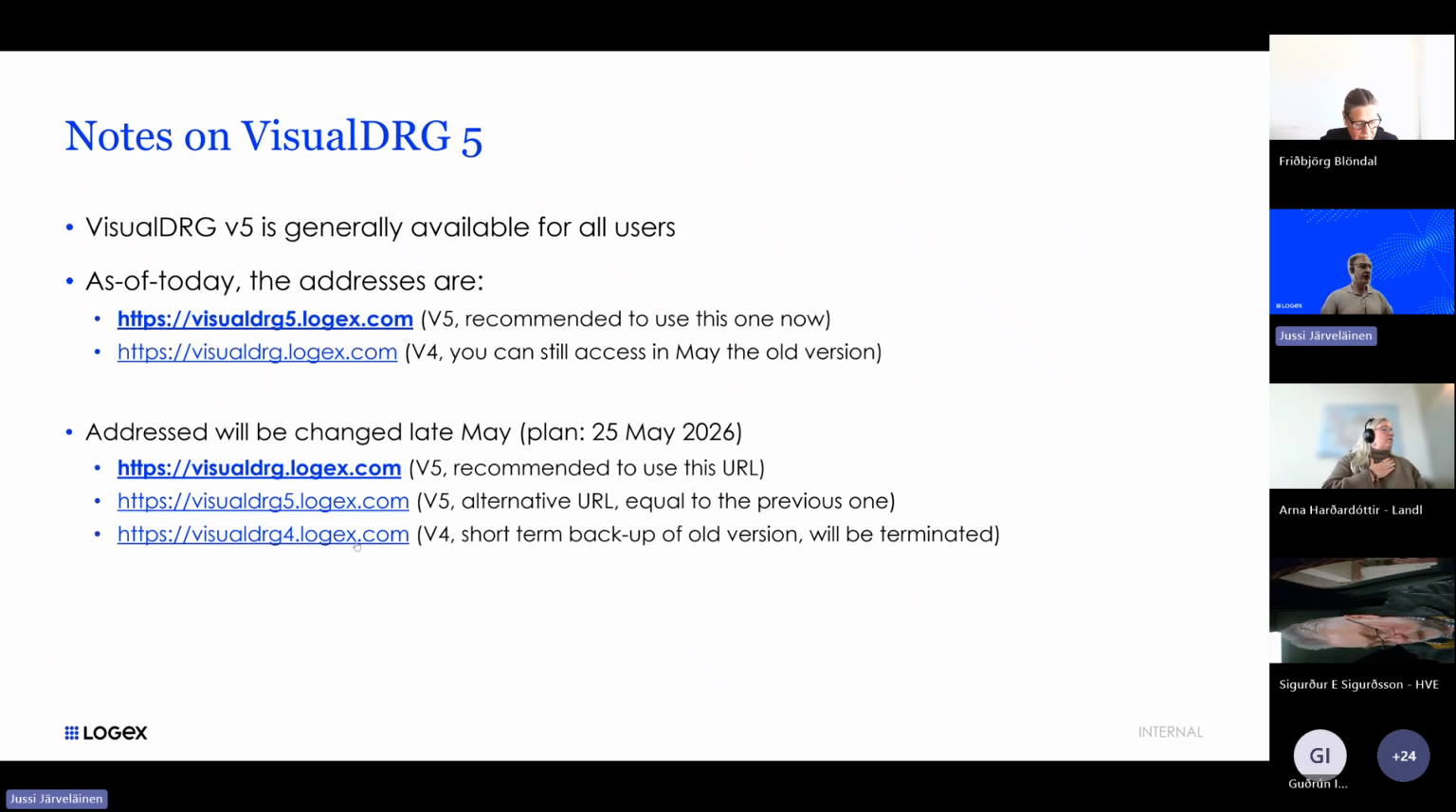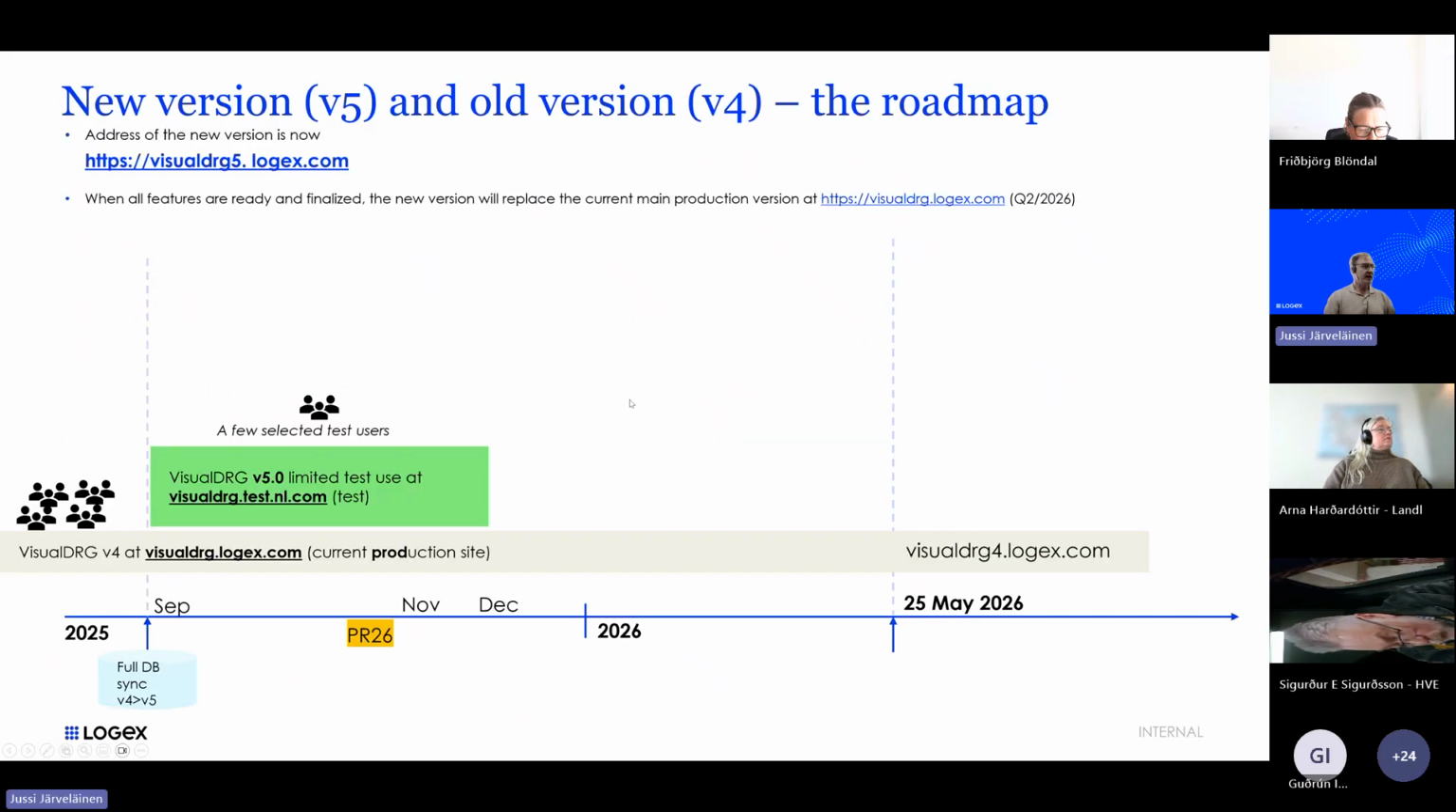And then for a short-term transition period, we'll keep the old version as a backup, but it will be visualdrg4.logex.com. It's not recommended to use. It's just if something happens in the transition, or if you have some very good reason to use the old version. If there's something that isn't in the new version, then let us know. But everything should be there, in slightly different places.